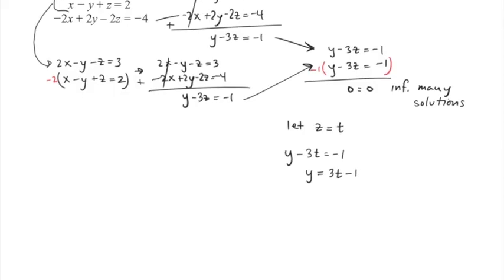Now we can use one of the original equations that have the 3 variables. I'm going to use this middle one. So x minus y plus z equals 2. That becomes x minus, I'm going to substitute y as 3t minus 1. And whenever you make a substitution, remember, especially if the substitution involves several terms, you do that substitution in a parenthesis, and then plus z becomes plus t. That equals 2.